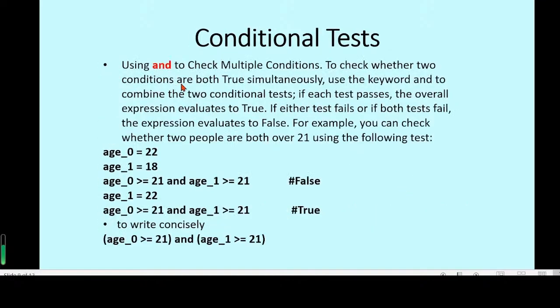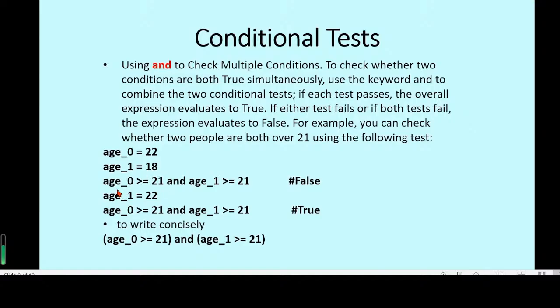And you can use AND to check multiple conditions. To check whether two conditions are both true simultaneously, you can use the keyword AND to combine the two conditional tests. If each test passes, the overall expression evaluates to true. If either test fails or if both tests fail, the expression evaluates to false. For example, you can check whether two people are both over 21 using the following tests. So these two people have ages 22 and 18.